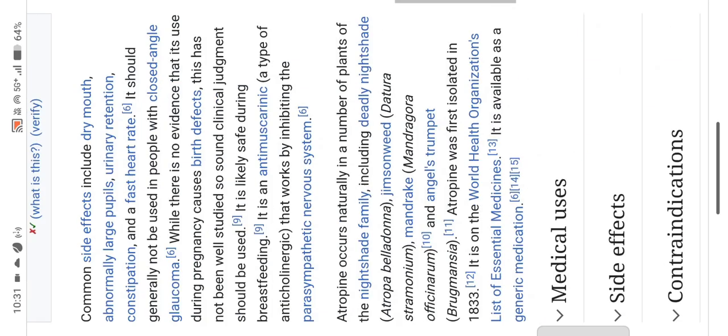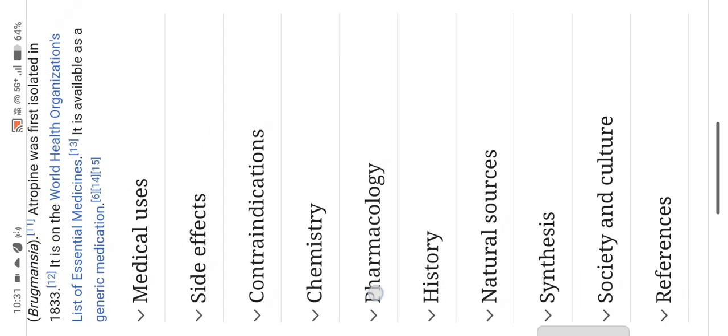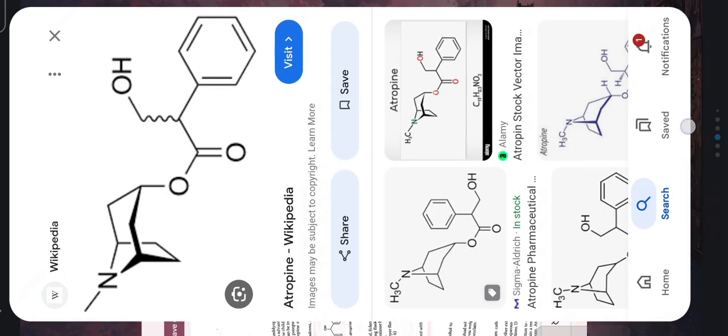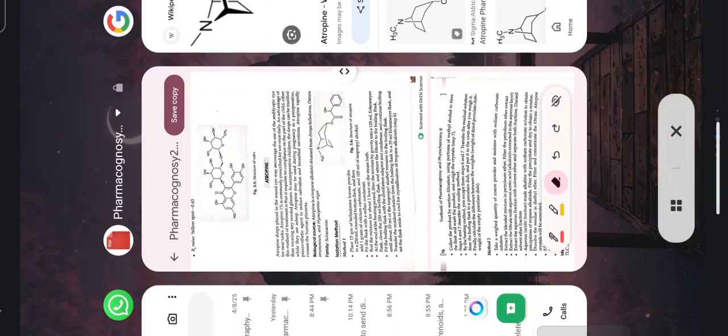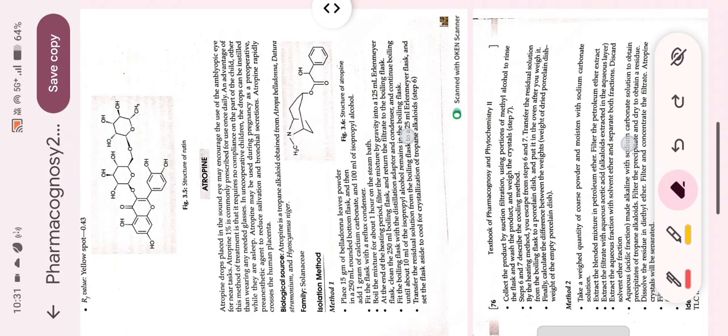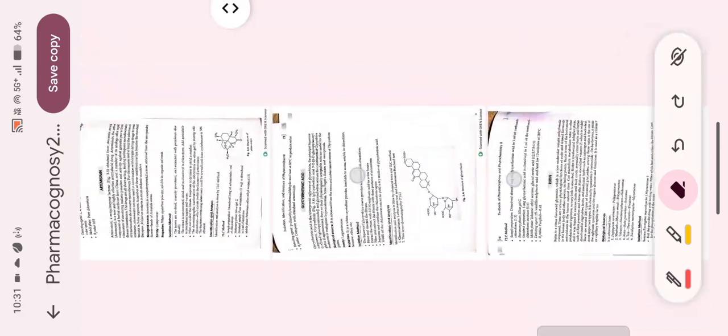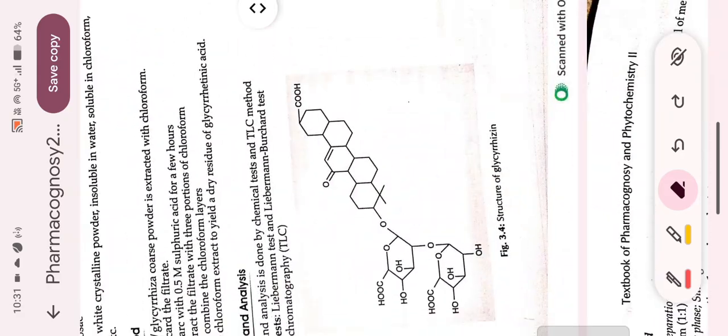Okay, I don't know why. Oh my god, I think we should take a break. I think atropine is done. We should see glycyrrhetinic acid. From there it is all done. Try to write glycyrrhetinic acid. Write those things.